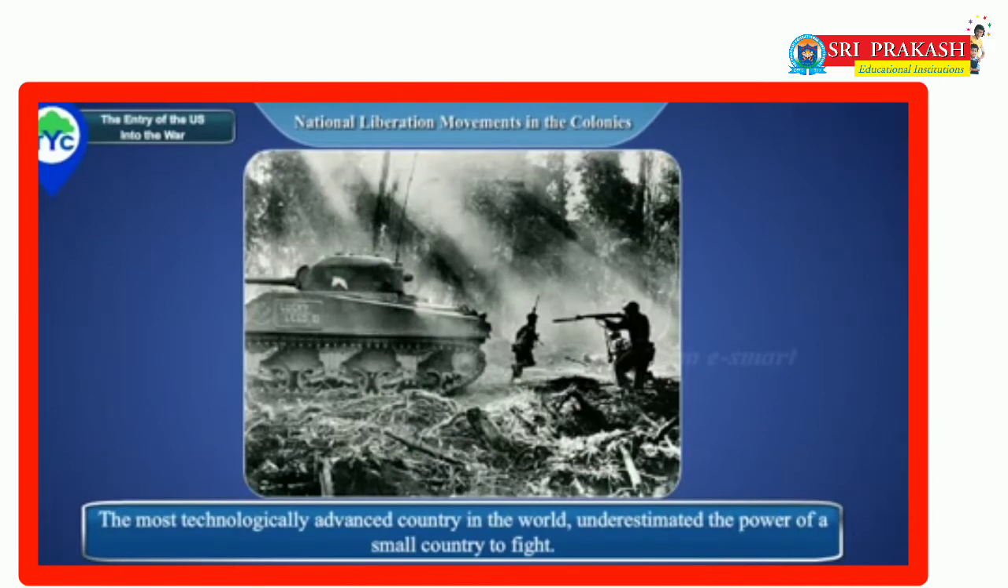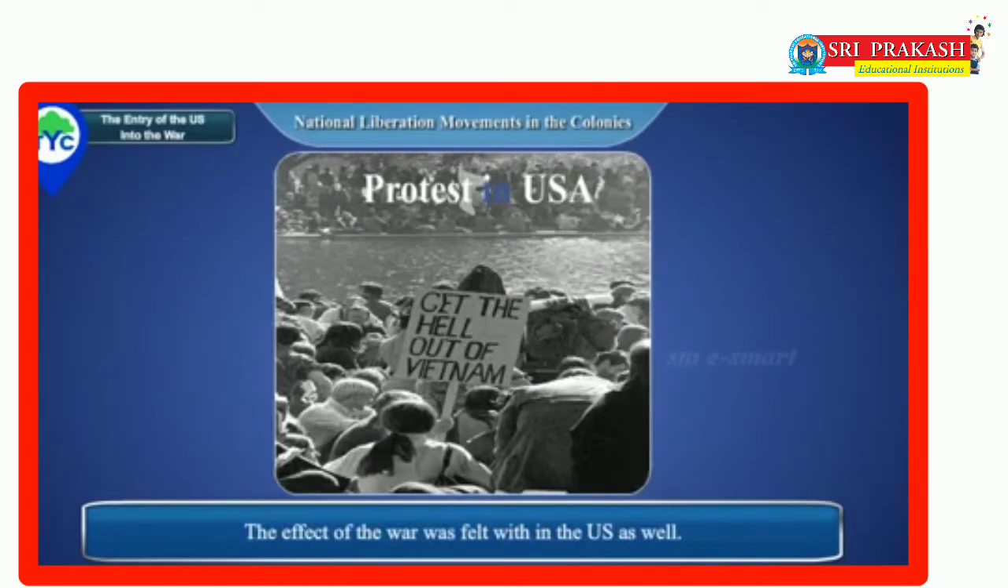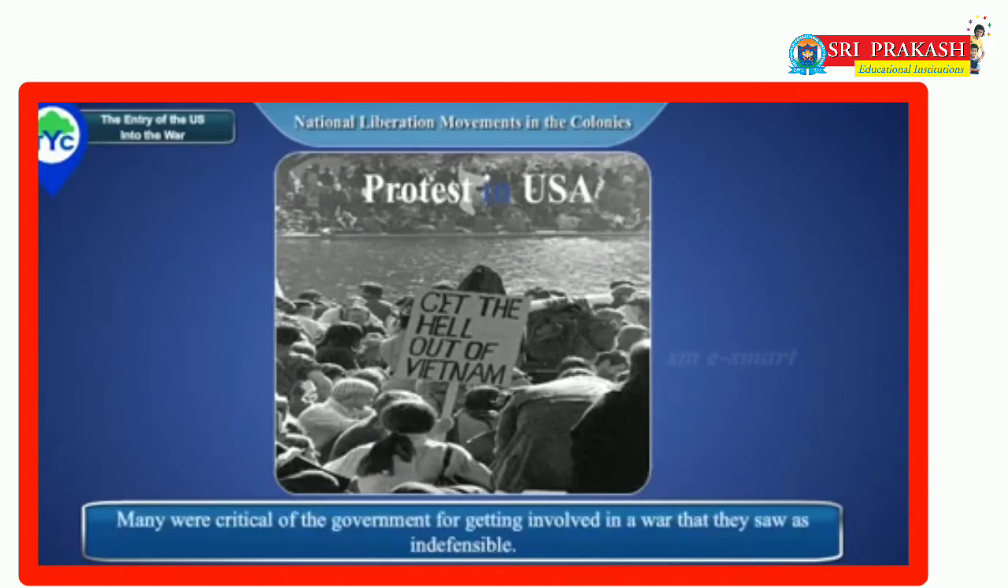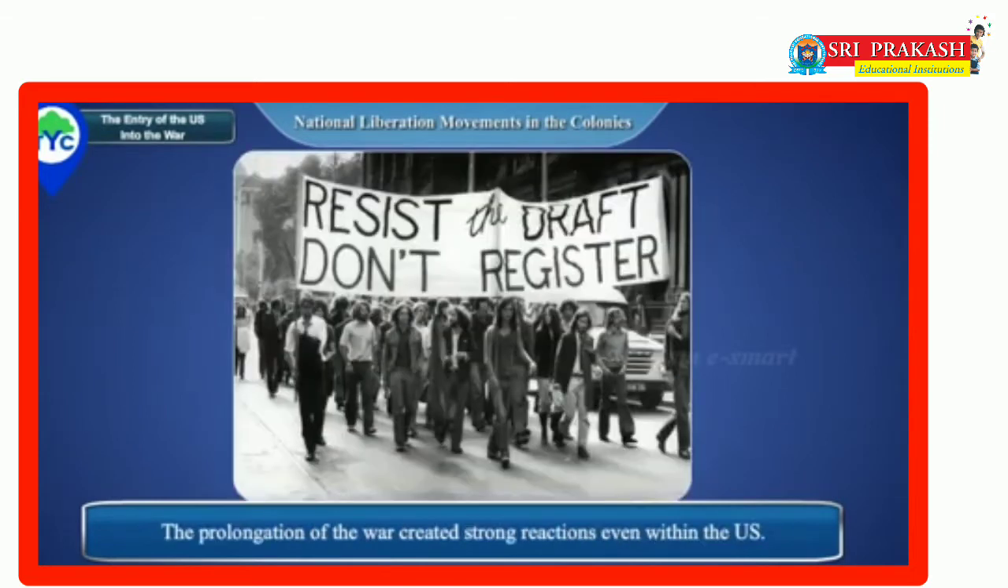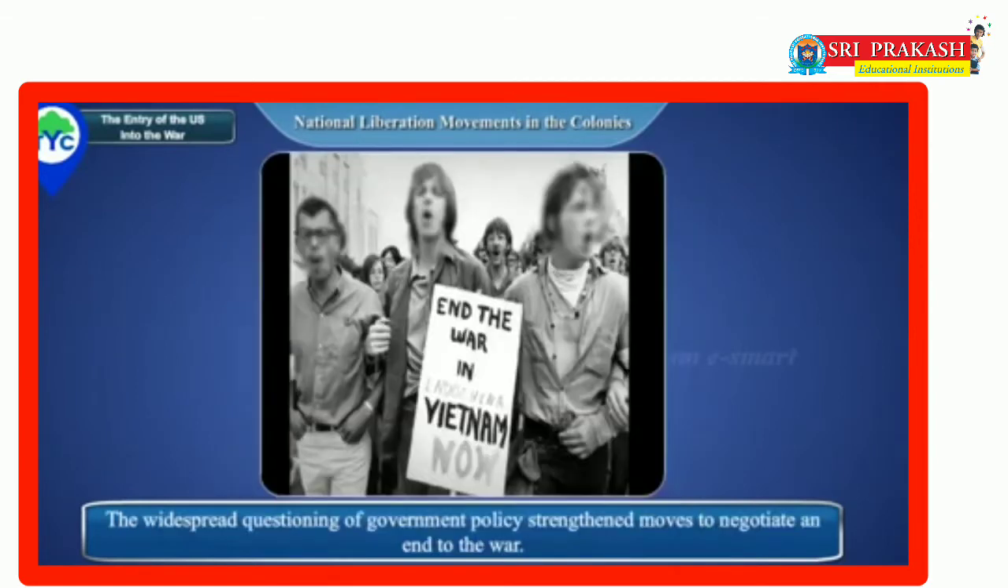The effect of the war was felt within the US as well. Many were critical of the government for getting involved in a war that they saw as indefinable. When the youth were drafted for the war, the anger spread. The prolongation of the war created strong reactions even within the US. The widespread questioning of government policy strengthened moves to negotiate an end to the war.